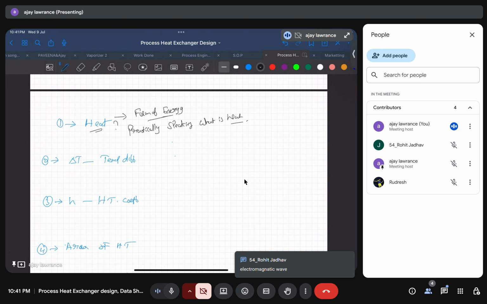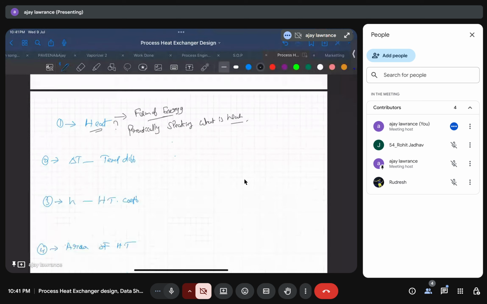Rohit is saying electromagnetic wave. Then light is also an electromagnetic wave, right? Then what is the difference between electromagnetic wave or light or heat? See, an electromagnetic wave has an electric field and a magnetic field which are at 90 degrees to each other, and that is called the electromagnetic field. Light is one among them. But is heat an electromagnetic field? See, if you pass electromagnetic field to any object, it will produce heat.